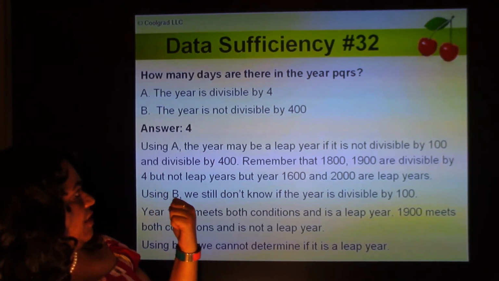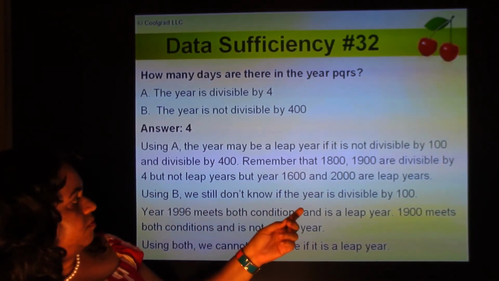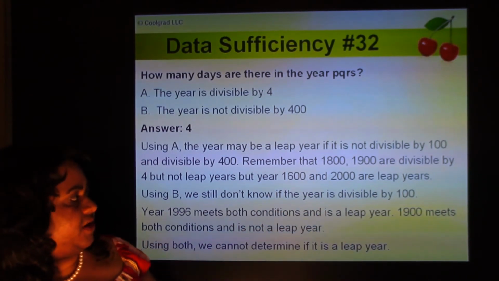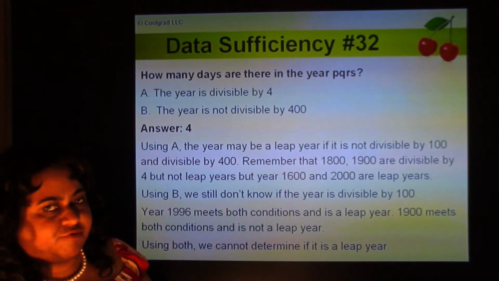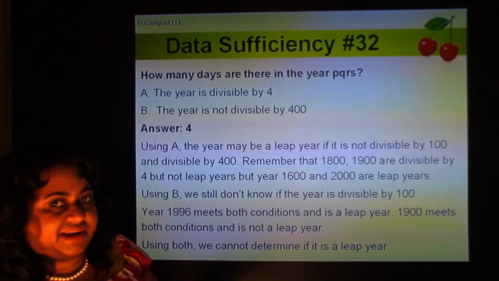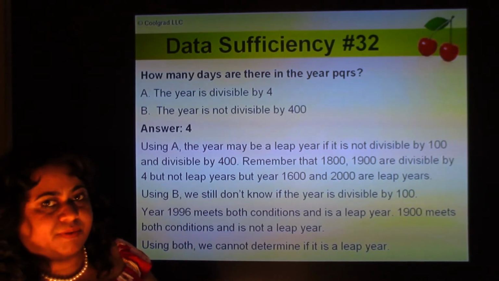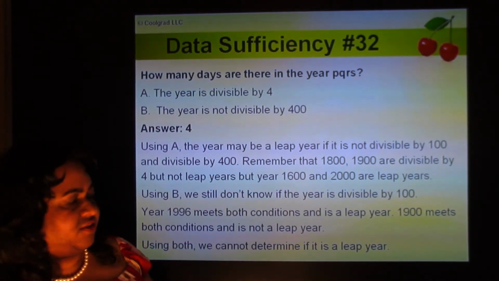And using statement B alone, the year is not divisible by 400. So we still don't know whether it's divisible by 100. For example, 1800, 1900 is not divisible by 400, and it's not a leap year. And 1996 is not divisible by 400, but it's a leap year. So it may or may not be a leap year. So either statement alone is not sufficient.